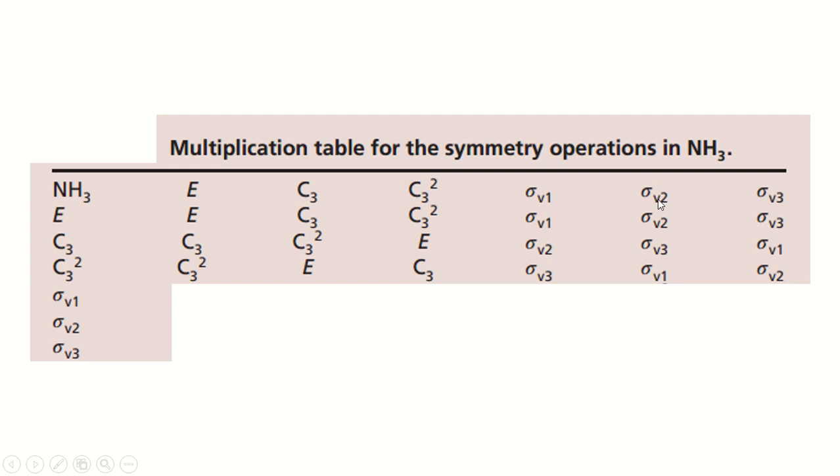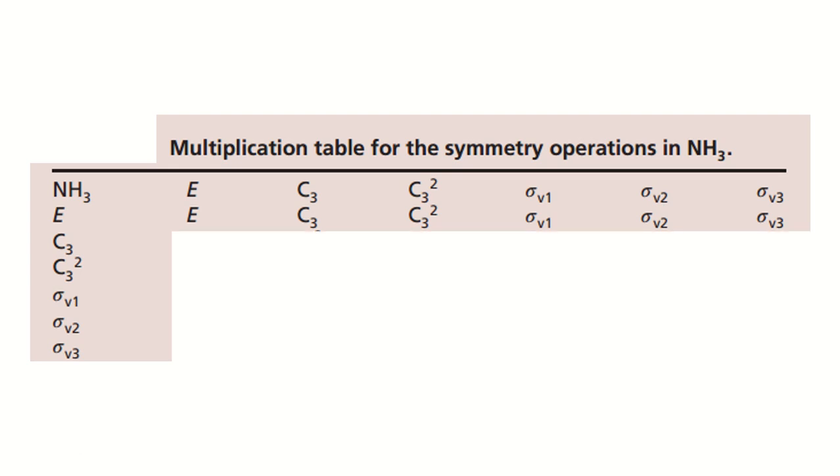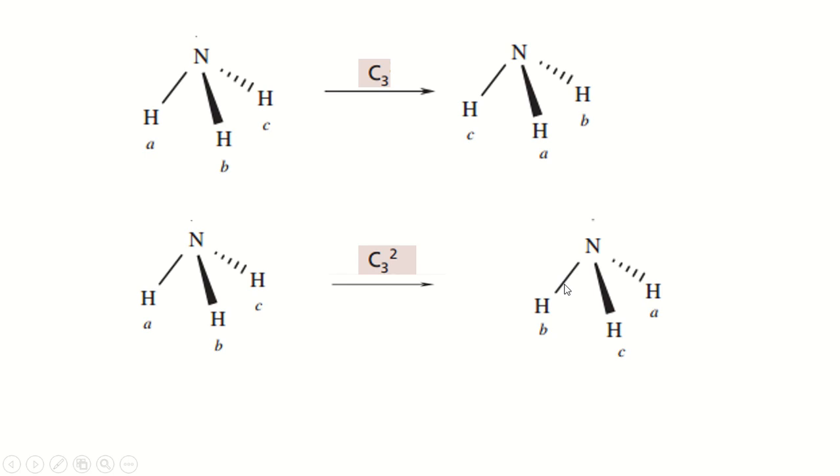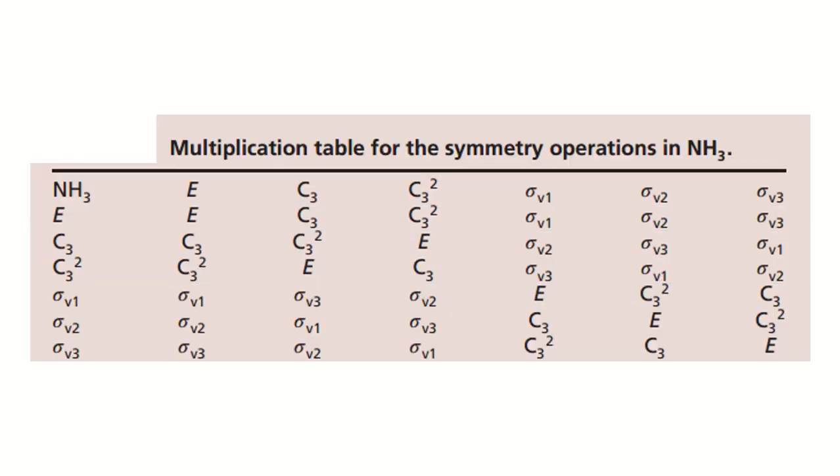What kind of symmetry operation will we get after applying sigma V1 and sigma V2? Yes, we need to write sigma V1 first and then sigma V2. Sigma V2 means there should be a B in its plane of symmetry. So the B stays the same, but the positions of A and C are different. This happens only when we apply C3 twice to this molecule, so we write C3 twice.